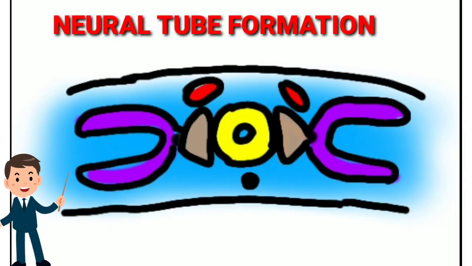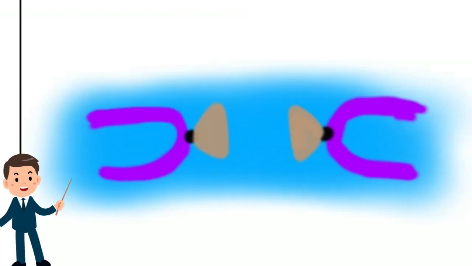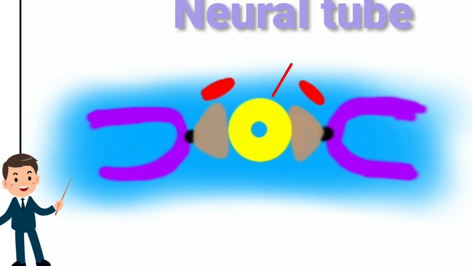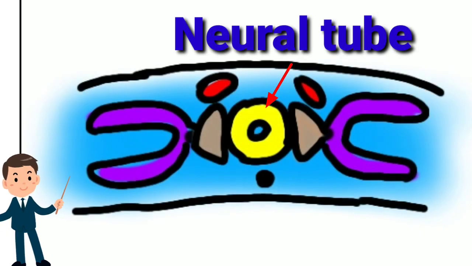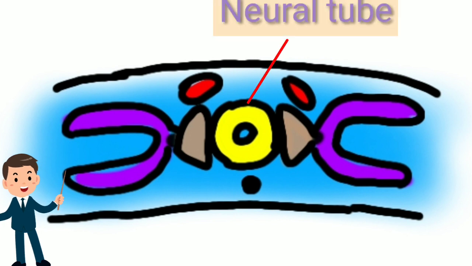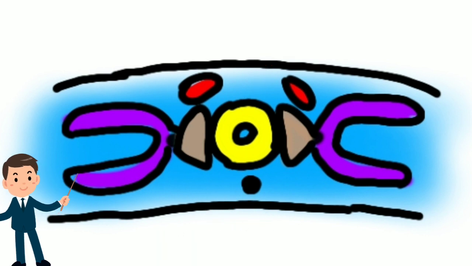The next stage is neural tube formation. Due to rapid proliferation of the neural plate, the neural folds come closer to each other and start fusion in the middle. On fusion, it forms the neural tube. The fusion begins in the cervical region and extends in craniocaudal direction. The neural tube forms the central nervous system. This stage occurs in the 22nd to 25th day.